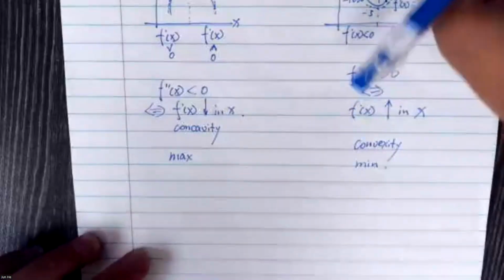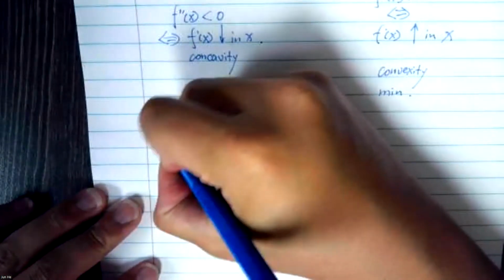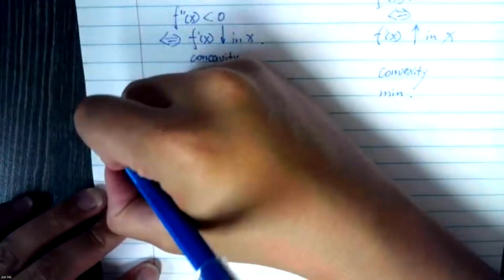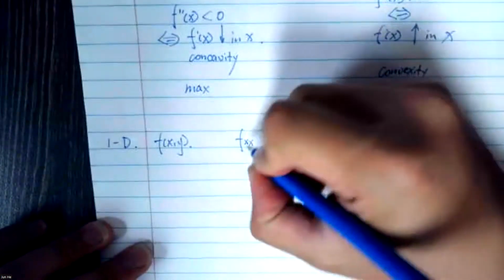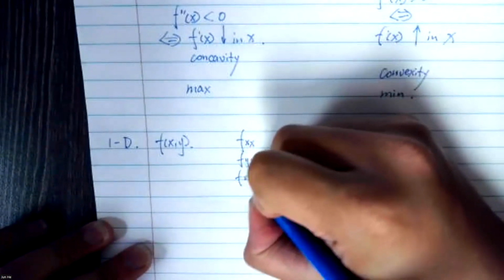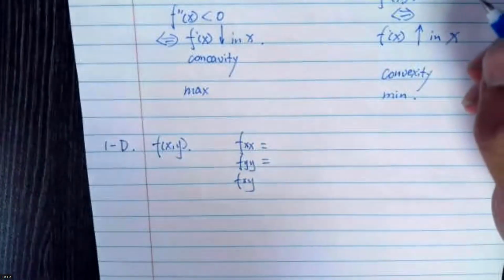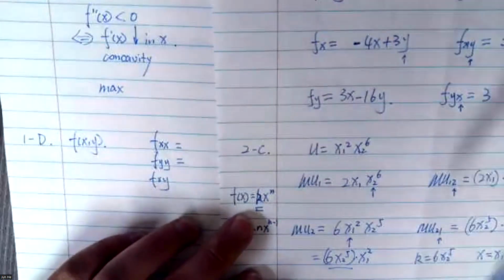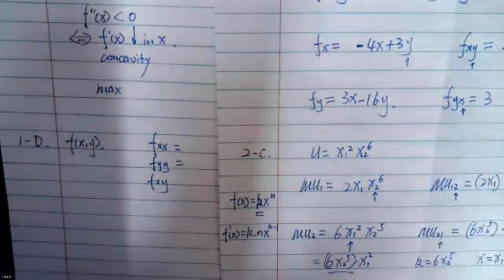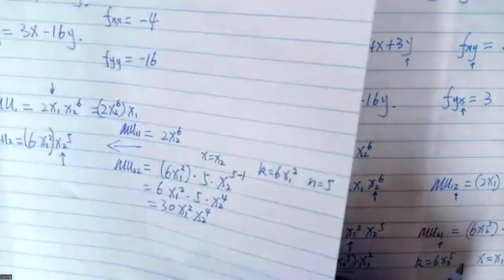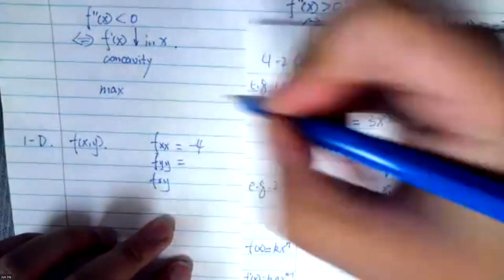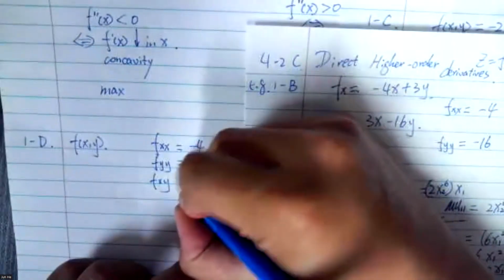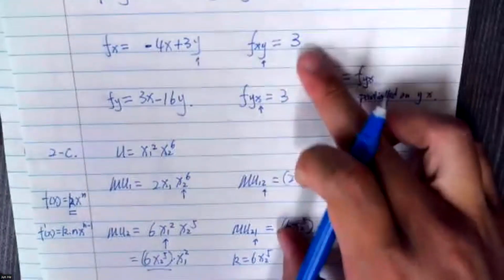For example 1 (1D), the curvature is on second derivative, right? fxx, fyy, fxy. So let's invoke the previous result. Here, fxx equals -4, fyy equals -16, fxy or fyx equals 3.